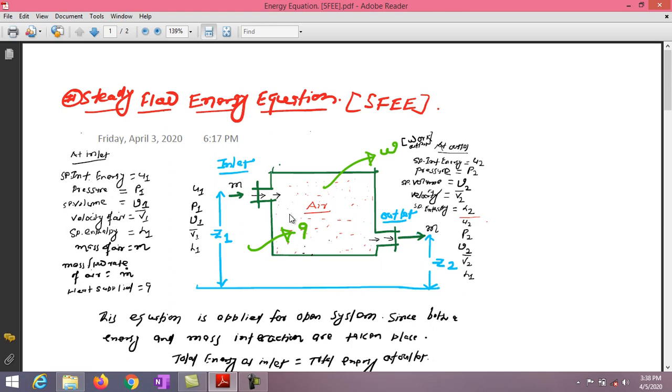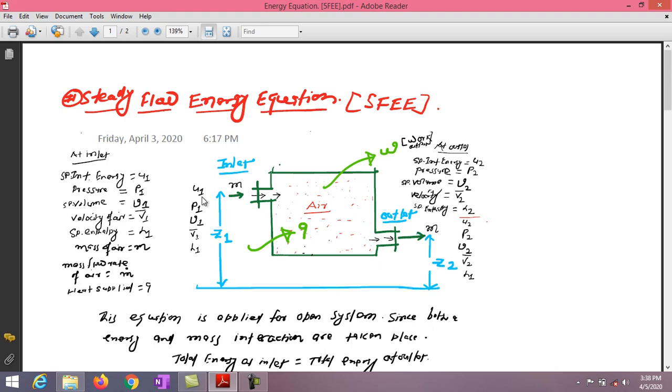Okay, let me start with this one. As we have discussed earlier, this is the open system. In this open system, this is the entry point and this is the exit point. From entry, m kg of air enters inside the system. So at inlet, m kg of air enters inside the system. At inlet, these are the properties of the air. So this is explained here.